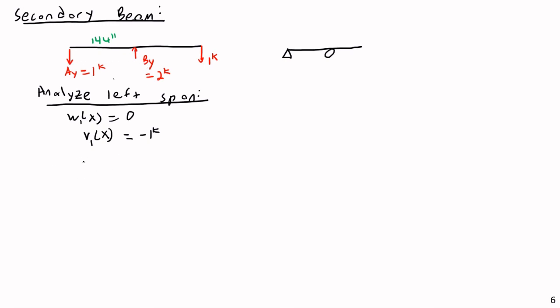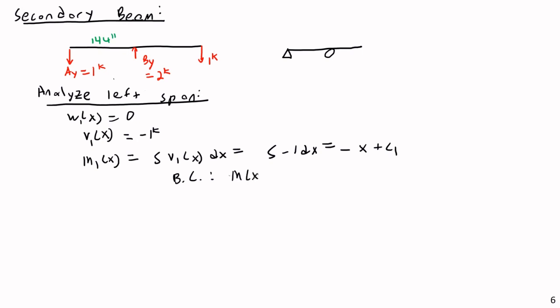And then M1 as a function of X would be the integral of V1 of X dx, or the integral of -1 dx, which will come to -x plus C1. A boundary condition I can use is that the moment at the left end, because there is a pin there, is going to equal 0. So the boundary condition, M at x equals 0 is 0. That leads us to C1 being equal to 0. So my M1, my moment in the first span, is just going to be equal to -x. No great surprise there, very similar to what we've done before.